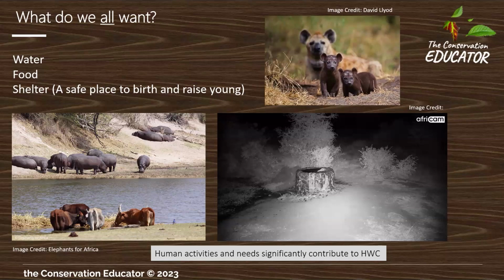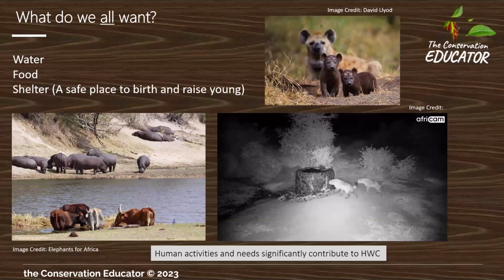That hyena, if you are able to watch to the end, does manage to get out. Owls, drowned hyenas, drowned leopard, right? It's crazy to build something that is basically a death sentence. Top right, you can just see a hyena with her cubs. So where are you going to go to raise or birth your cubs? So human activities and needs significantly contribute to human-wildlife conflict.